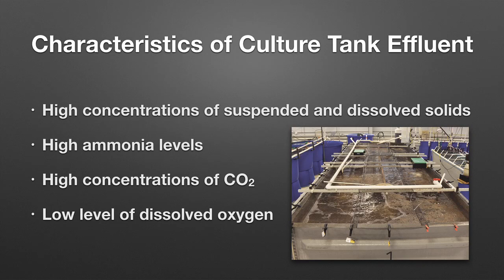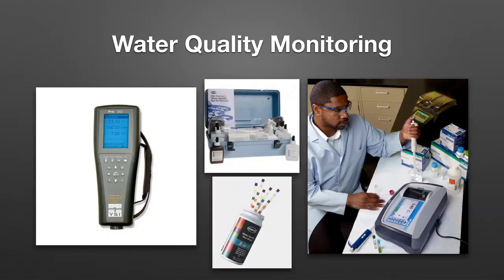Characteristics of the culture tank effluent from a recirculating system: there's a high concentration of suspended and dissolved solids. There's a high amount of ammonia, high concentrations of CO2, and low levels of dissolved oxygen are typically characteristics of culture of recirculating system effluent. Water quality monitoring is very important in recirculating systems. We often check ammonia, alkalinity, pH, and dissolved oxygen. It's very important to monitor these parameters.